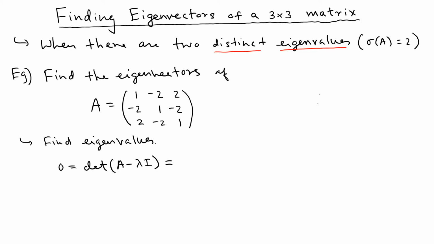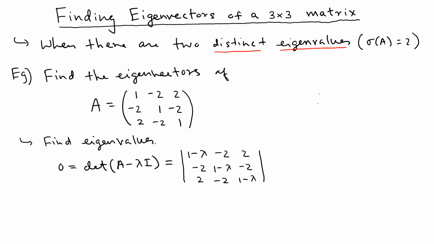That means you subtract lambda from the diagonal entries and find the determinant. So we get [1 minus lambda, -2, 2], then [-2, 1 minus lambda, -2], and [2, -2, 1 minus lambda]. Now we need to find the determinant of this 3 by 3 matrix. We can use the cofactor expansion for that.